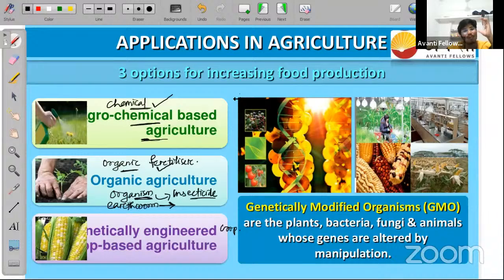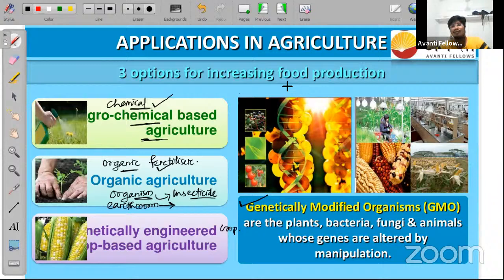And the last one is genetically engineered crop based agriculture. Means what? Nowadays many types of hybrid crops are produced. All these hybrid crops are genetically engineered. It means their gene is changed. We have altered the gene, we have modified the organisms. That modification of the organism, like modification of the gene of a plant, bacteria, fungi, animal, or any other organism, is called a genetically modified organism.